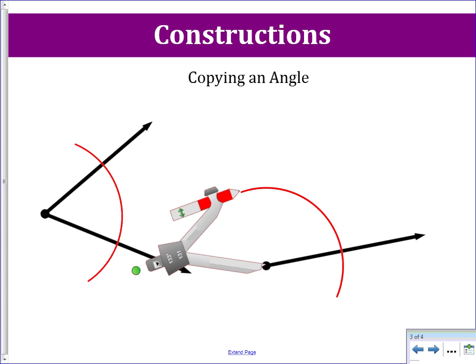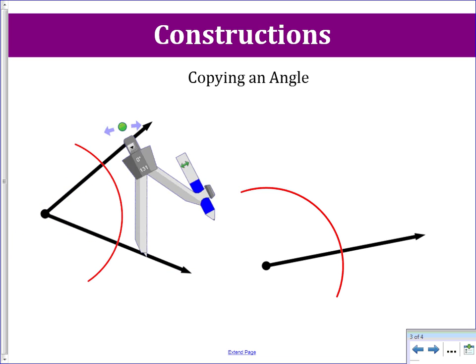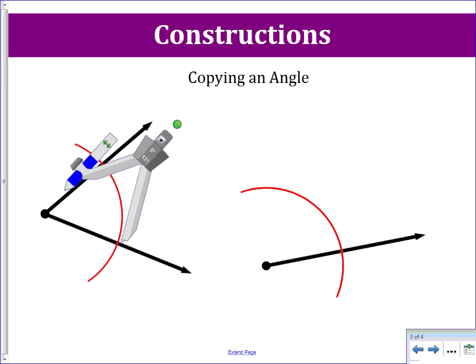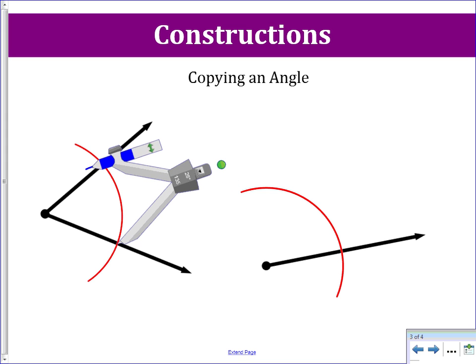So after we do that, there's nothing else we can do on that ray. So we go back to our original angle, and we are going to measure the distance, essentially, in between the two rays. So we move our compass down to this intersection, and we are going to measure the distance between this intersection and the intersection up here. If we are measuring this distance, that looks to be about correct. I can draw an arc. Drawing that arc just helps you match up everything once you move it to the ray.